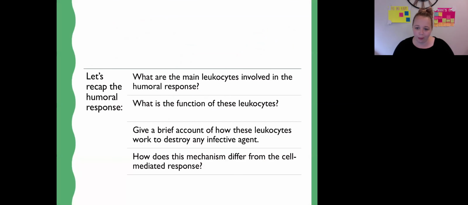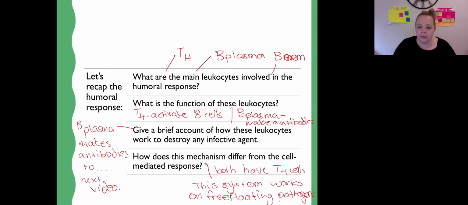So recapping it, think about what are the main leukocytes, what is the function of these leukocytes, give a brief account of how they would destroy an infective agent, which we're going to come back to next lesson, and how does this differ from the cell-mediated response. So I want you to pause, and I want you to come back and see how we go on these.